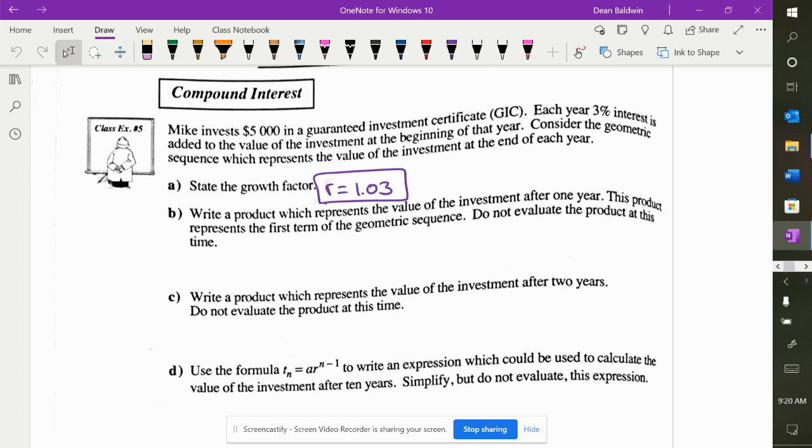Okay, so basically, how much does he have after 1 year? So we're going to say T1, which is our A value, which is the amount you invest, $5,000, times the interest rate. Now, let's multiply it out. Who cares? I might as well figure that out. Where's my calculator? $5,150. He earns $150 in interest. Okay.